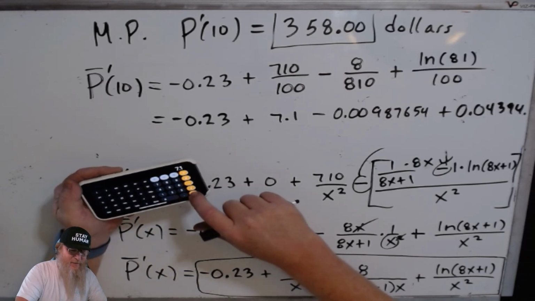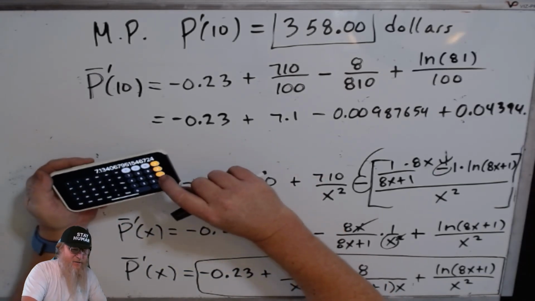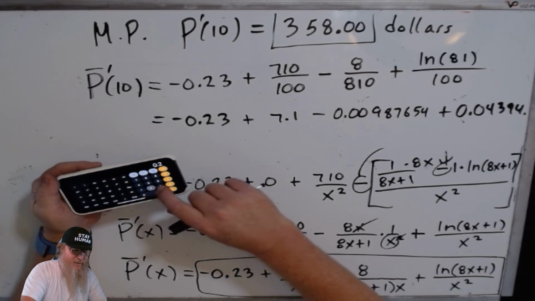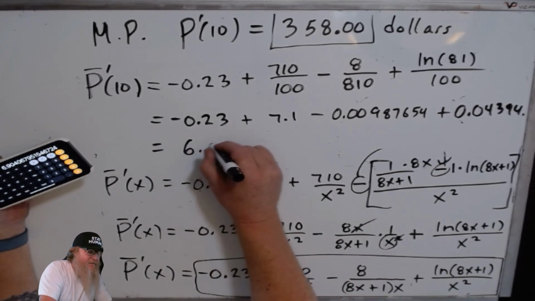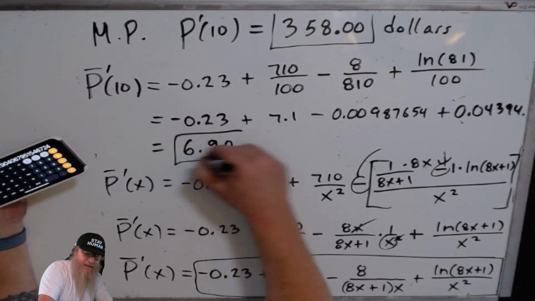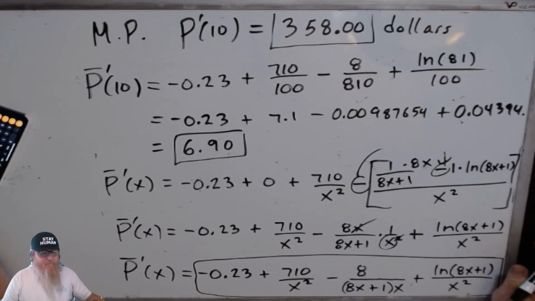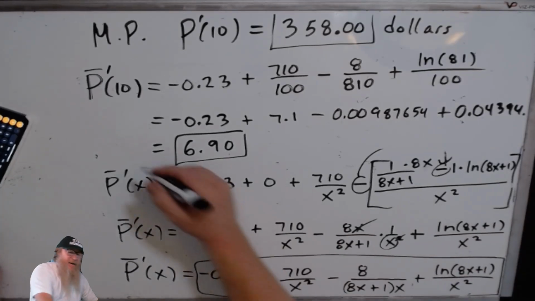All right, and then plus $7.10. And then minus 23 cents. And that gives us positive $6.90. So those are our two answers.